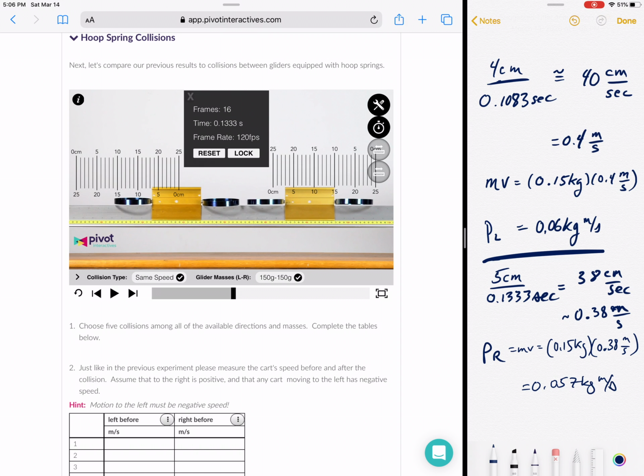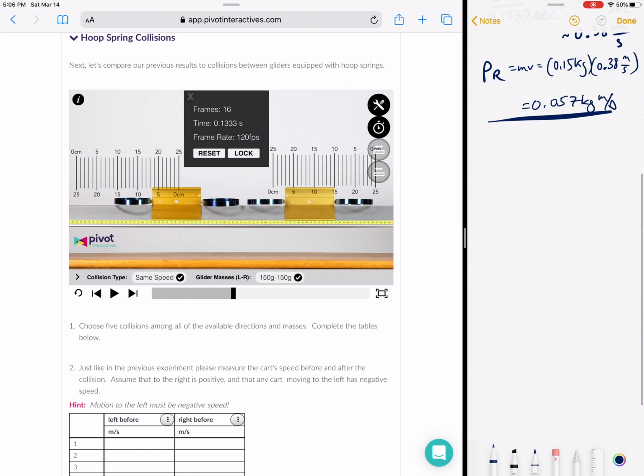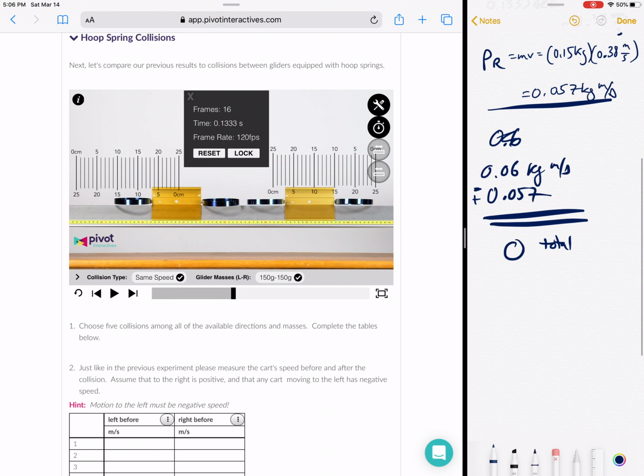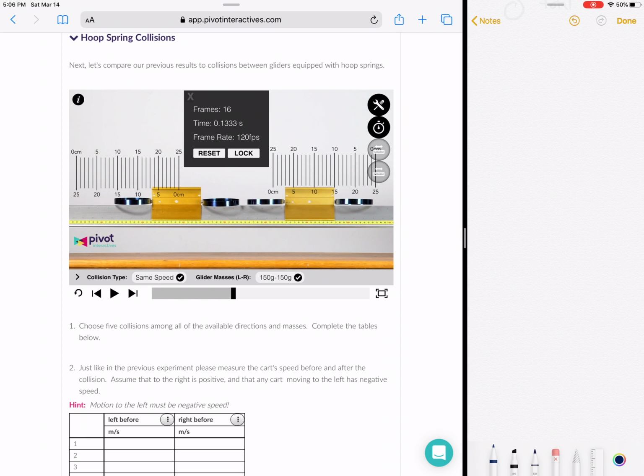But the key thing to recognize is that because these two carts are going in opposite directions of each other, they have to have opposite algebra signs, plus or minus. I like to say that anything moving to the left is negative. So the total momentum in the system would be the momentum to the right, 0.06 kilogram meters per second, plus the negative momentum to the left, which is 0.057. It's basically 0. Total momentum. In other words, we've got equal masses coming at each other head on. The total system momentum is roughly 0. Okay, now I'm assuming you could put that all into the tables and stuff. Remember, I'm not going to grade this.